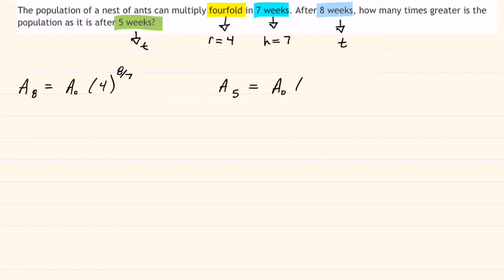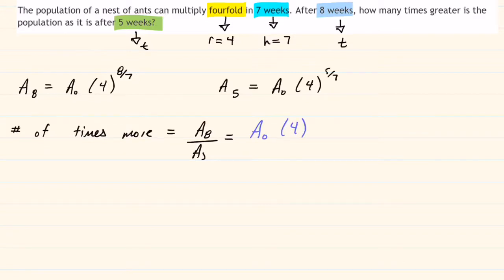So the amount after 8 weeks is going to be A naught times 4 to the power of 8 over 7. The amount after 5 weeks is going to be A naught times 4 to the power of 5 over 7. So the number of times more is we just got to divide these. The amount after 8 weeks divided by the amount after 5 weeks. So it's going to be A naught times 4 to the power of 8 over 7, over A naught times 4 to the power of 5 over 7.